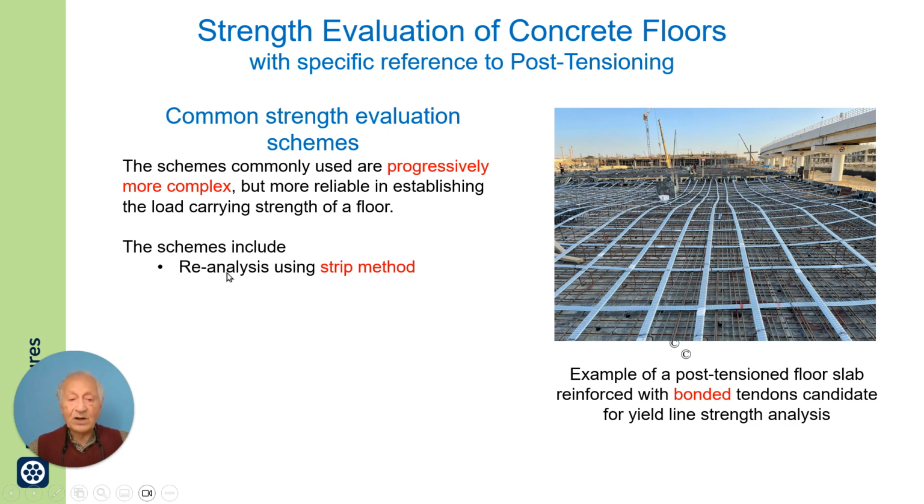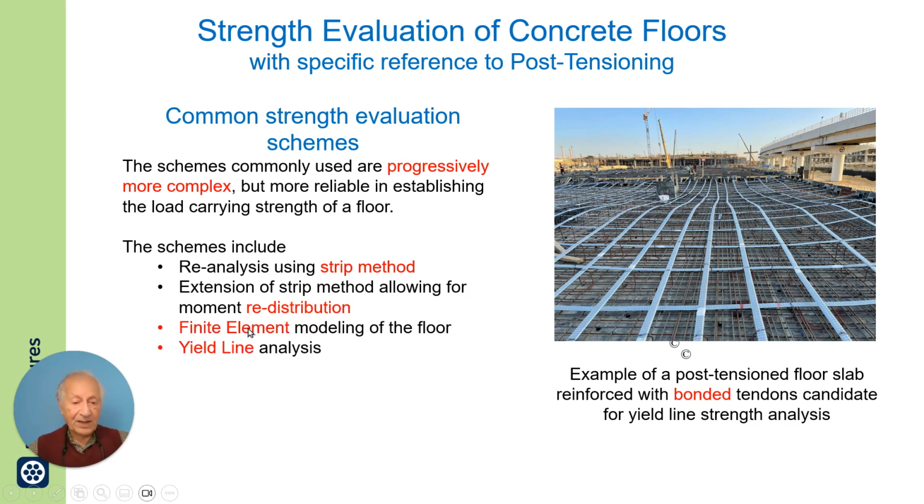These schemes are, the first one is strip method, which is typically used in original design. And if the strip method doesn't work, you go to its extension, which is a moment redistribution. After that, finite element analysis using the right program can give you a better distribution of load and identify the demand. Yield line comes next if the finite element doesn't work.